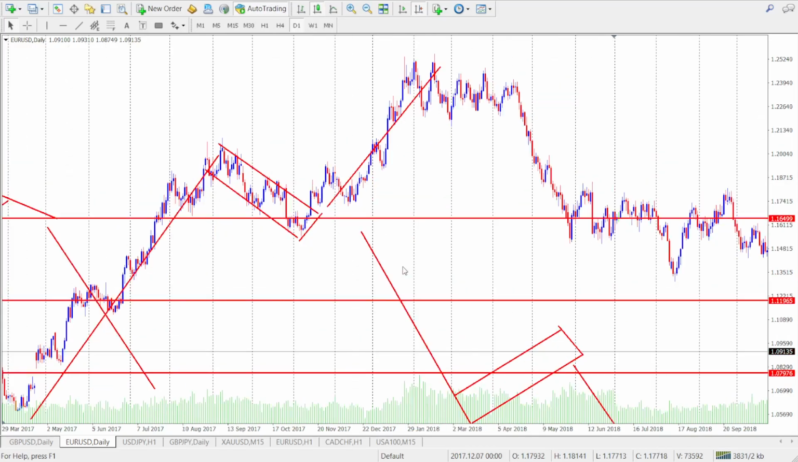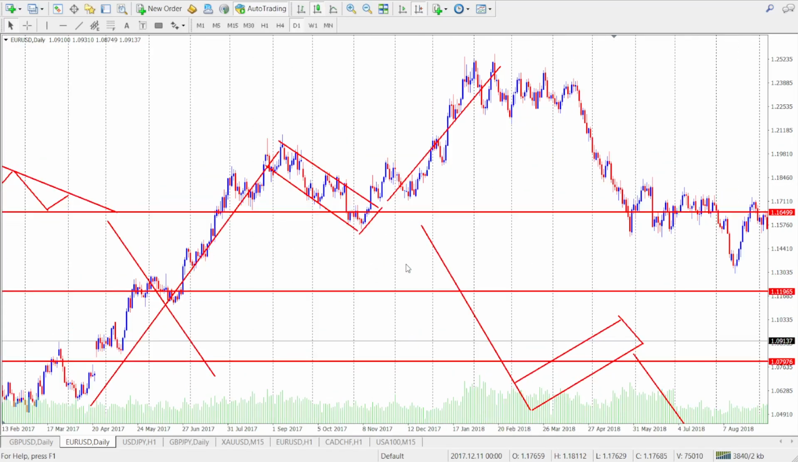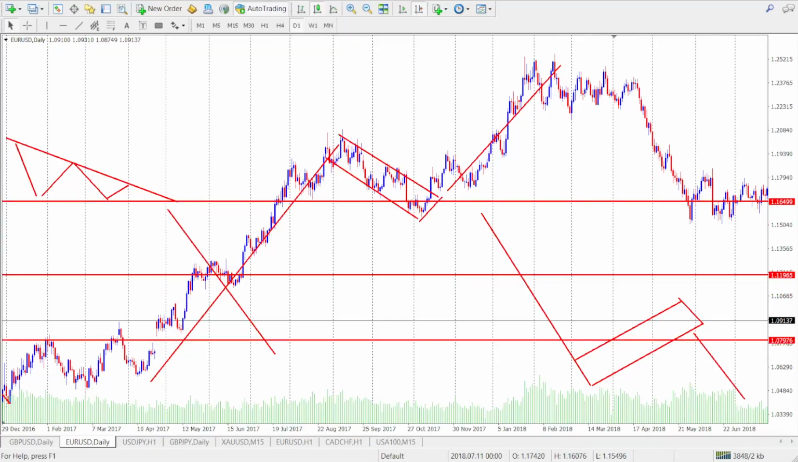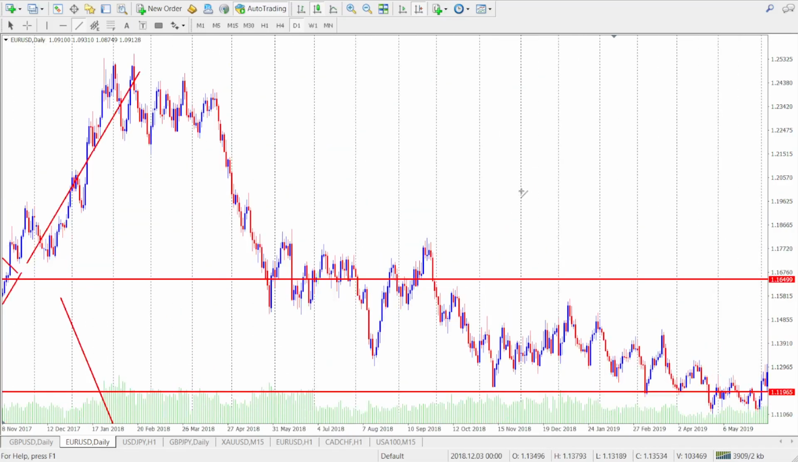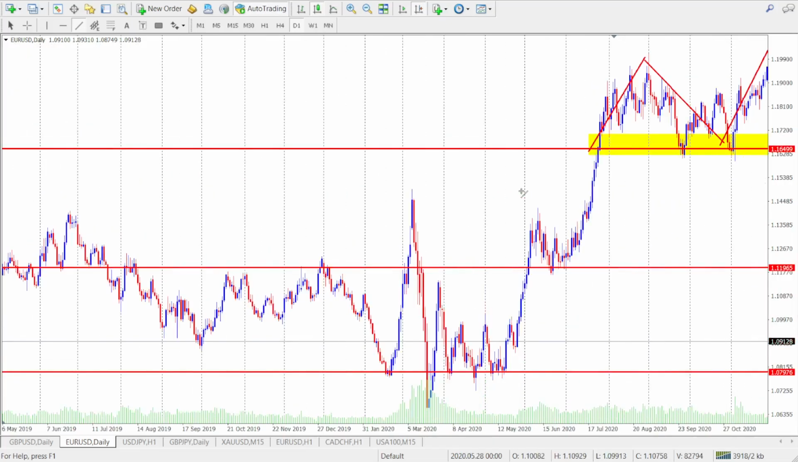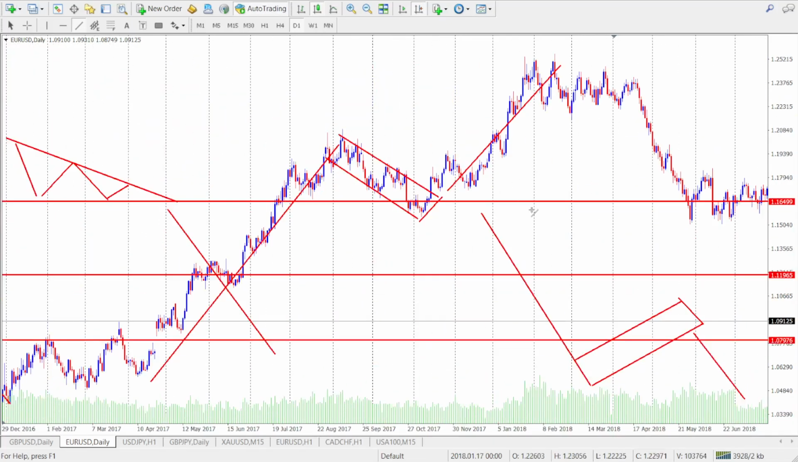Then the difference between a flag and a pennant is that a pennant is usually like a symmetrical triangle. So while the flag is like a rectangle, the pennant is like a triangle. Let's see if we can find the pennant. But anyways, let me just describe how a pennant looks.